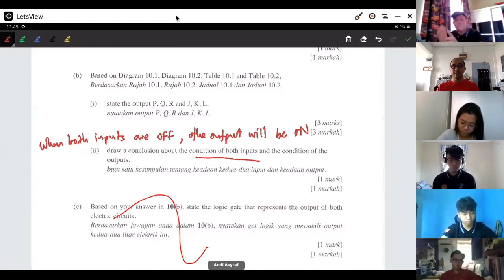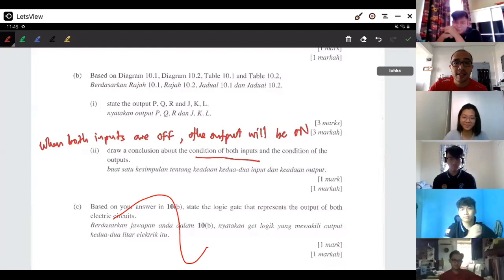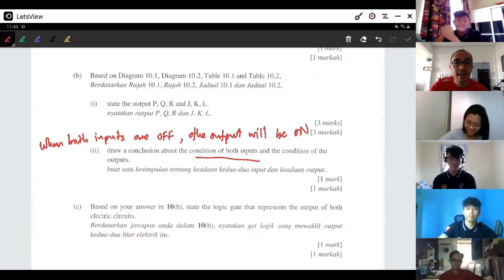Okay, stop annotating on my screen, whoever is doing this. What? Thank you.